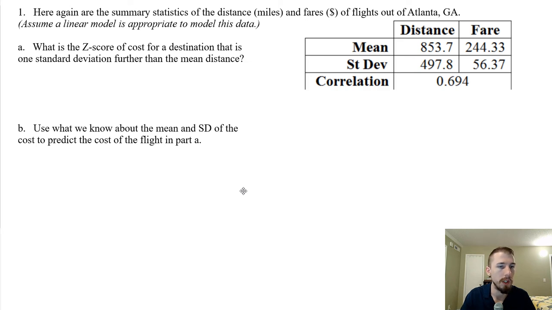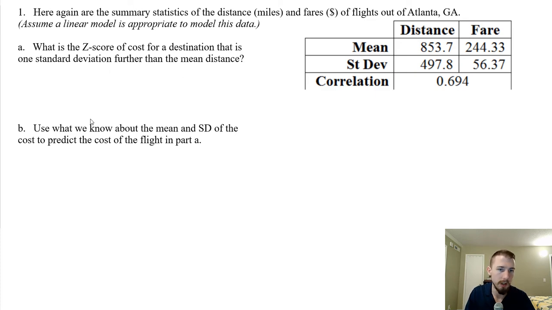Okay, cool. So here again are the summary stats for distance in miles and fares out of Atlanta, Georgia. Let me pull up the assignment real quick and make sure I'm looking at the right thing. Yep, that'll work. Okay, so they give us the summary stats. We have the means, standard deviations, and their correlations, which is what we need for today's stuff. What's the z-score of the cost of the destination? That's one standard deviation further than the mean distance.